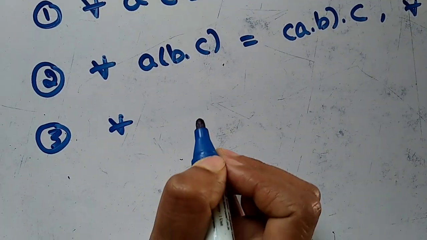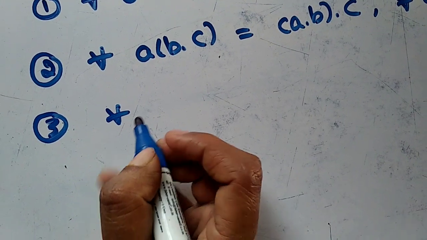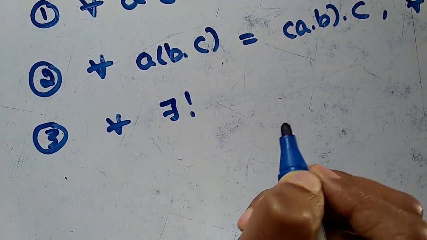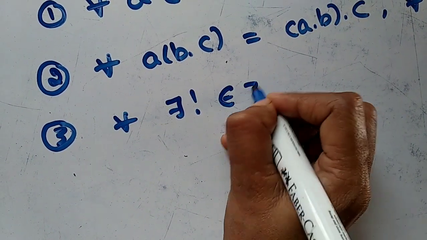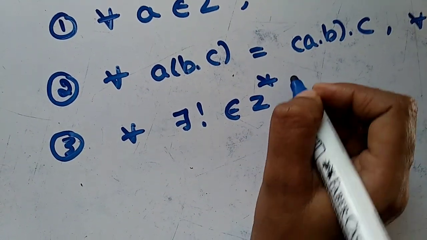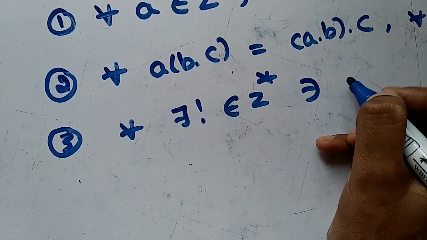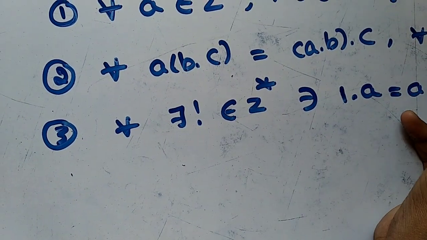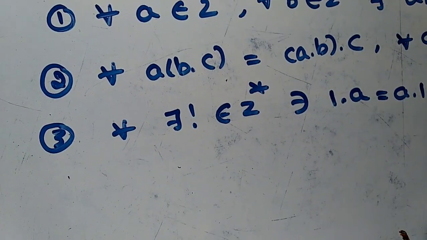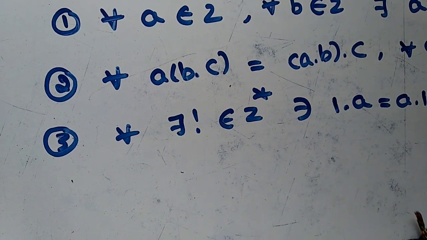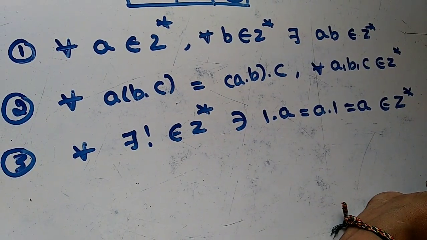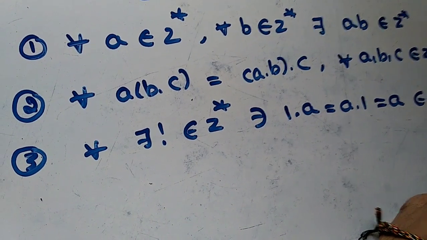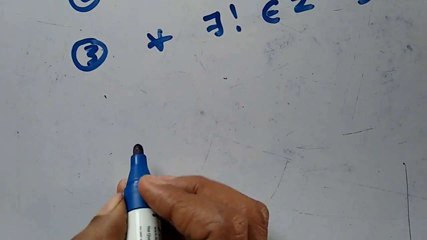And the third condition is what? That is nothing but the identity law. There exists a unique identity element that belongs to Z star, such that 1 dot A and A dot 1 give you A, and this also belongs to Z star.